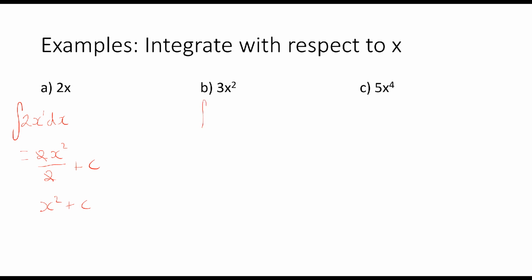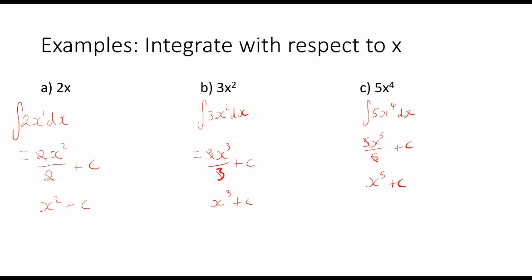If I want to integrate 3x squared, I will get 3x cubed divided by 3 plus c, which just again will give us x cubed plus c. Finally, if I want to integrate 5x to the power 4 with respect to x, that's what the dx means, I will get 5x to the 5 over 5 plus c, which just gives me x to the 5 plus c.